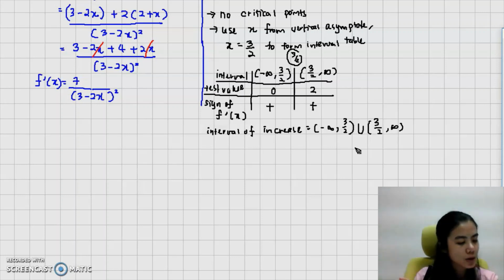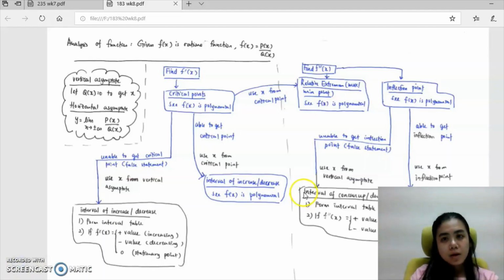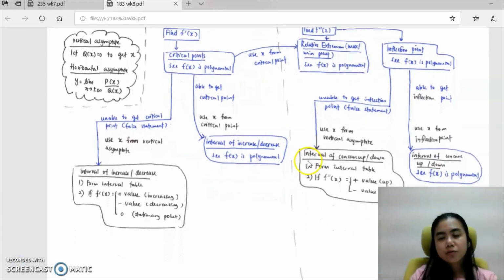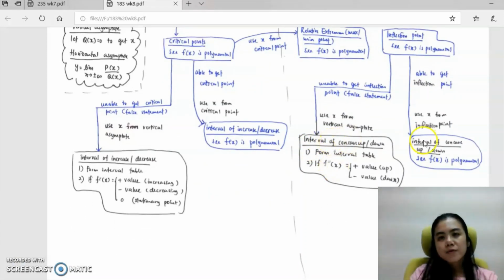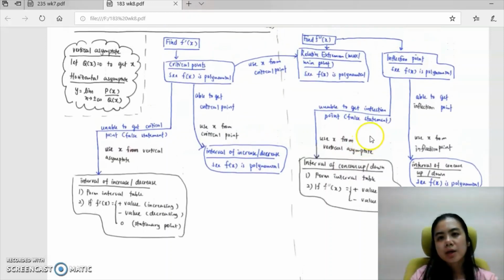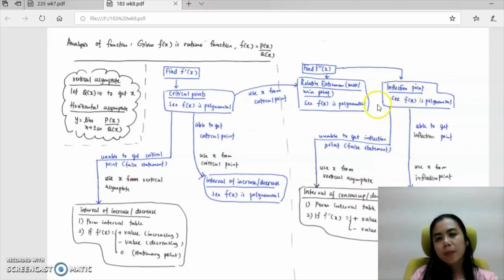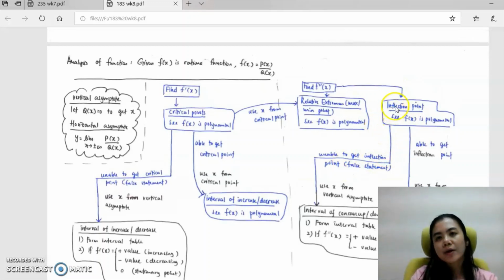So the next question is we need to figure out the interval where the function is concave up and down. So again, let's just refer to the flowchart. If you look at this flowchart, you have two options for the interval of concave up and down. Same thing, you have to trace back where this step begins. It actually traces back to inflection point. Before inflection point, you have f double prime. So first step, find the f double prime first.